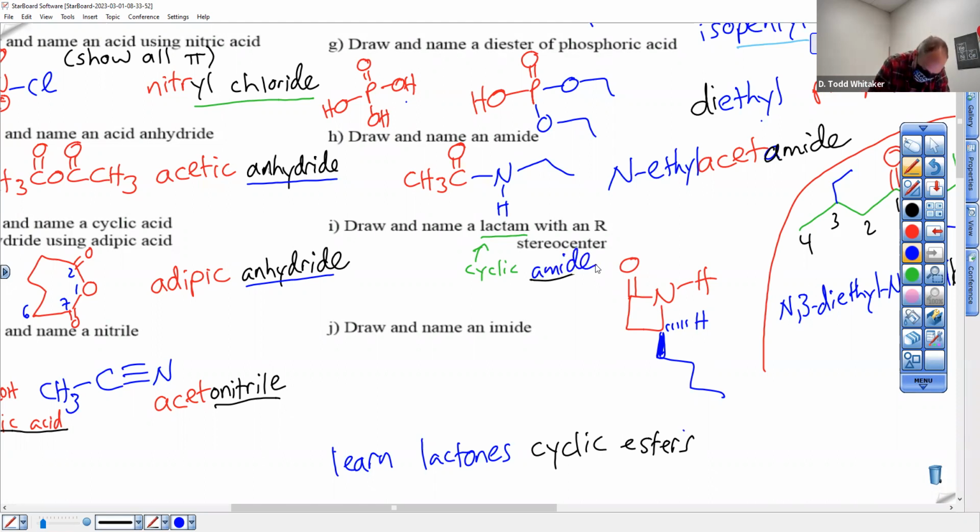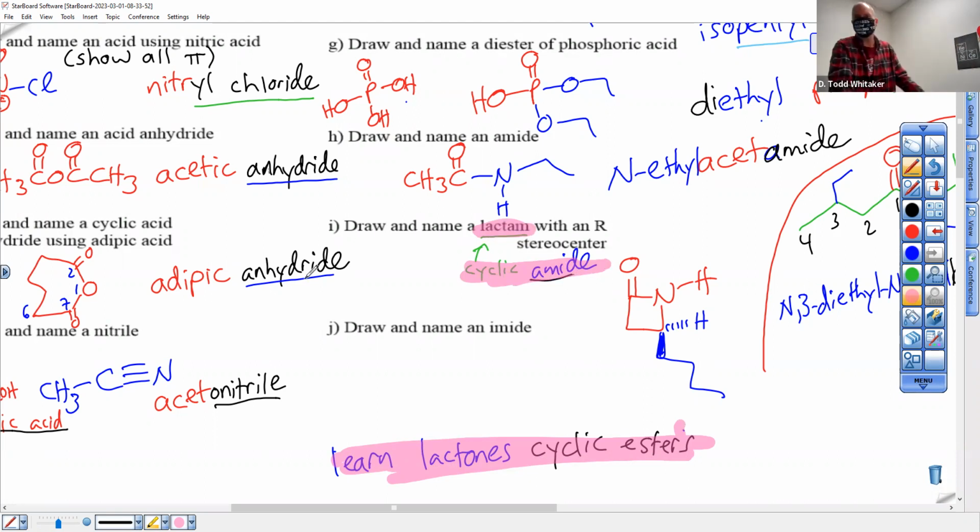So how do you keep it straight? Cyclic ester is a lactone. Cyclic amide is a lactam. Well, it's got am in it. That's how I would go. It's got am in it already. It's got to have a nitrogen. No nitrogen in lactone. Doesn't sound like a nitrogen's in there either.